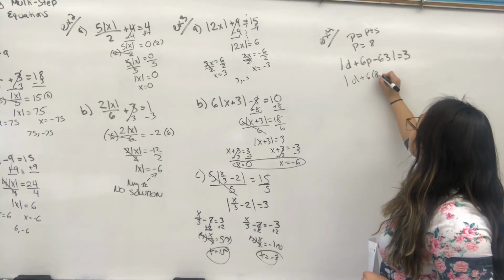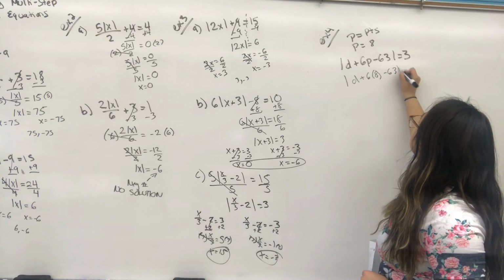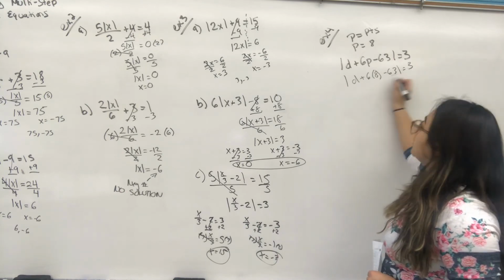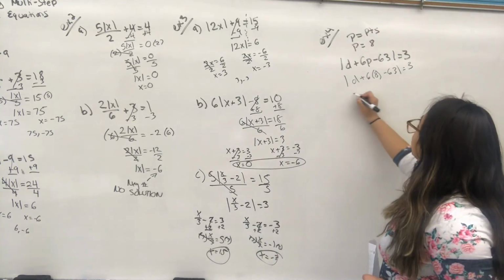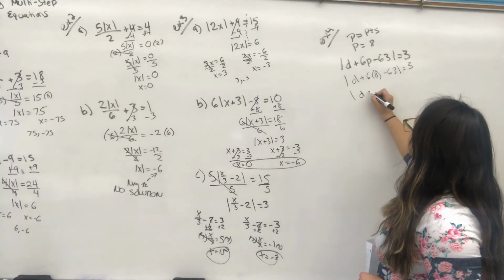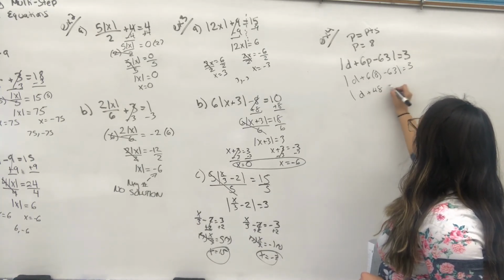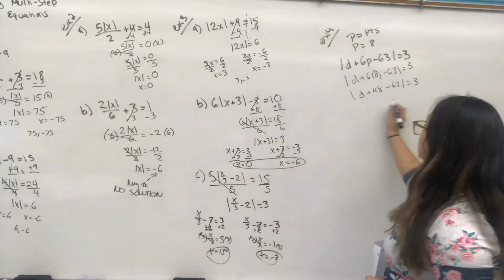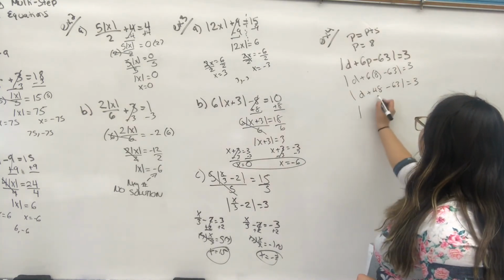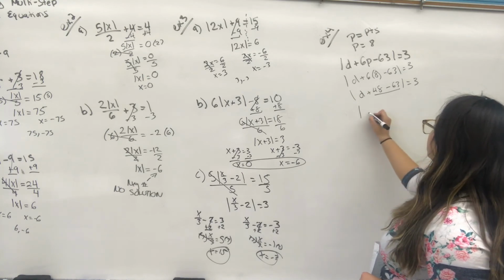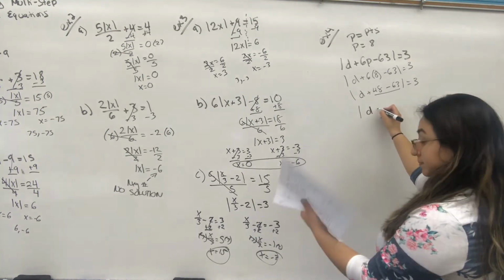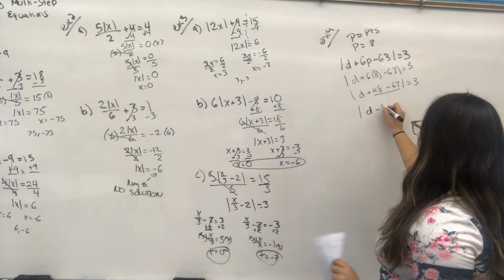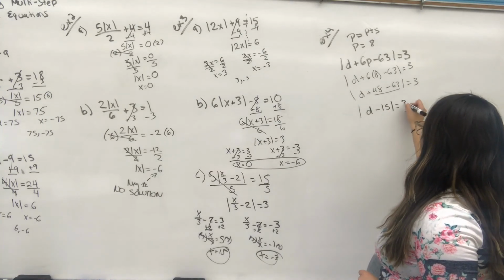6 times p, or 6 times 8 minus 63, is equal to 3. So we use the absolute value. Now we go ahead and simplify. So the absolute value of d plus 6 times 8 is 48, minus 63 is equal to 3. This is sideways, sorry about that. Now you go ahead and simplify, meaning you can combine those two. You have the absolute value of d minus 15 is equal to 3.